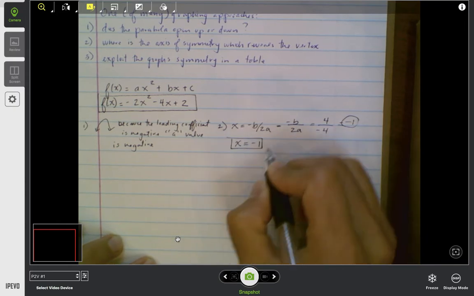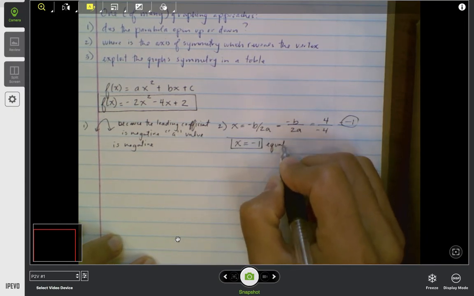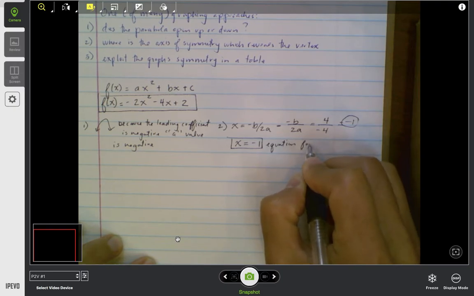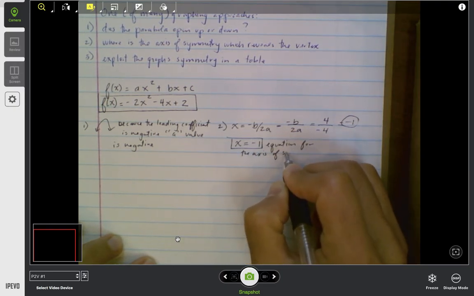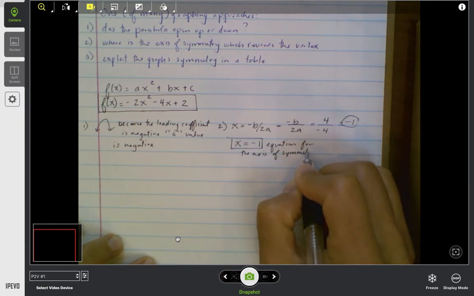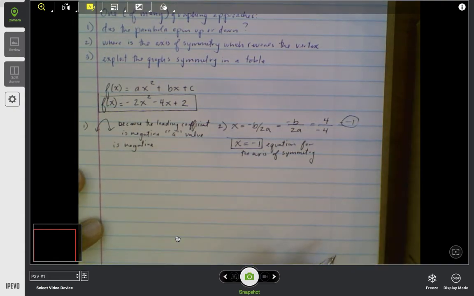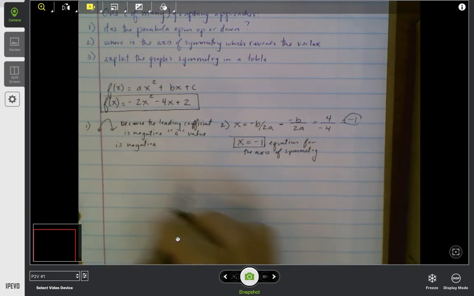You might wonder, what is that? This is the equation for the axis of symmetry. Axis of symmetry. That vertical line which will divide my parabola in half.